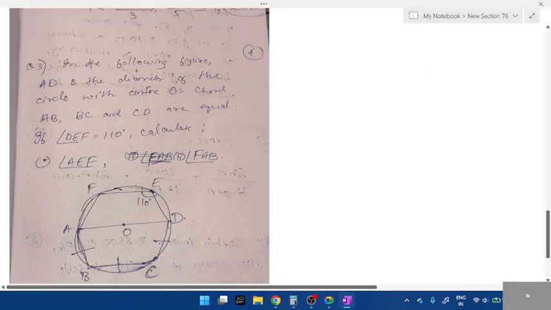Okay, I think I did this yesterday. Remember we did yesterday? Same thing, students. Okay, 110 is given. Angle AFE. If this is 100, what do we need to find? AEF. Let me join AE.